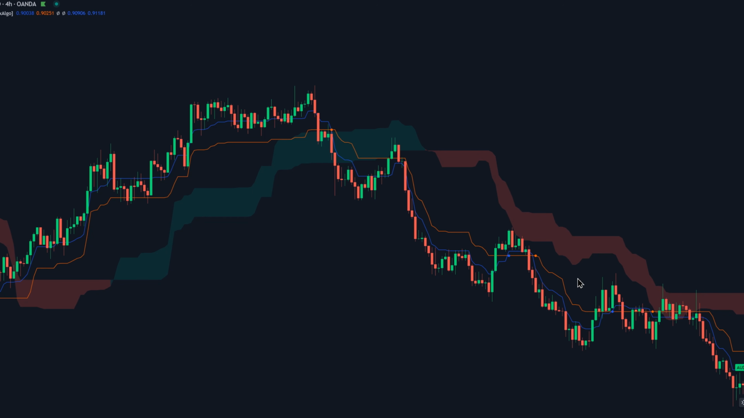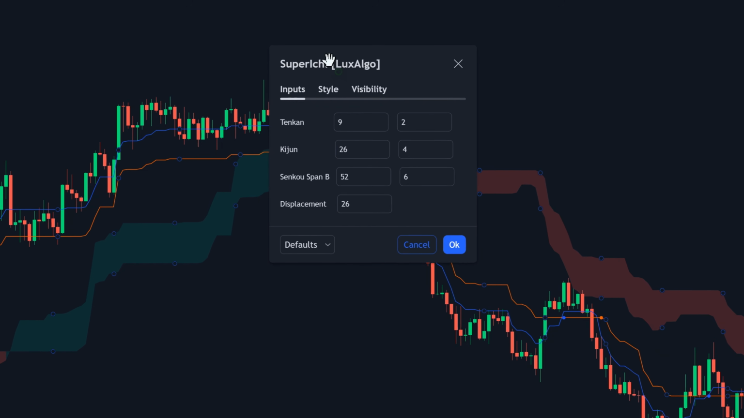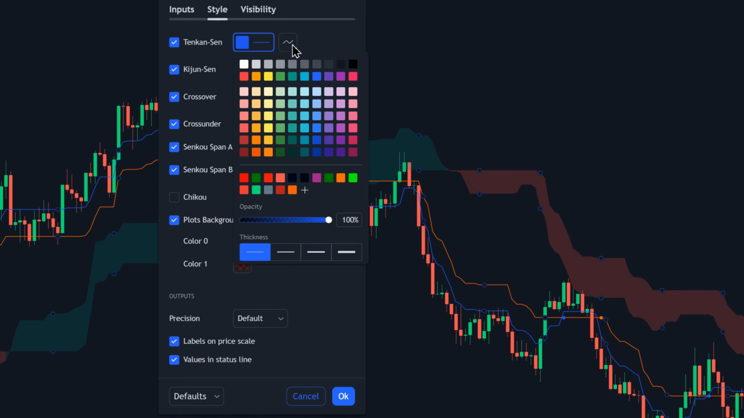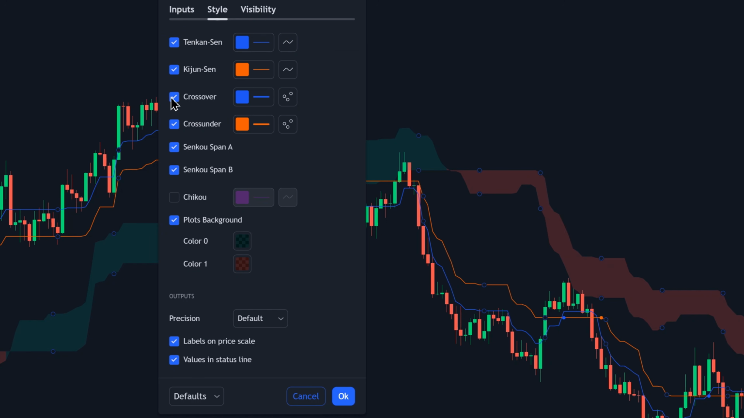Now, if we go over this indicator's settings, you can see that on the Inputs tab, you can change the ATR length of the Tenkan-sen line as well as the ATR factor. Same thing with the Kijun-sen. You can change the ATR length as well as the factor. And again, same thing here. And then here we have the displacement, or basically the number of candles that the Super Ichi Cloud is going to be offset into the future. On the Style tab, you can change the colors as well as the display style for all these lines. For this video, we're going to be using the default settings because I think they're pretty good. But if you need to change anything, well, now you know how to do that.